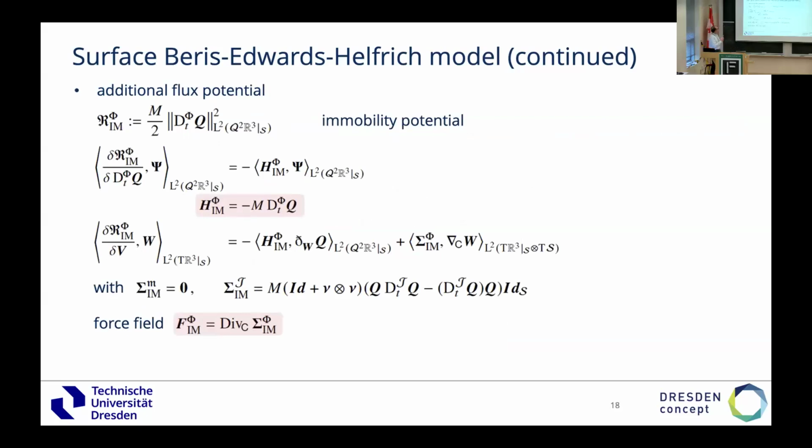Then we need some new dissipation mechanism for our Q tensor field. So that's this immobility potential. And we do need to do the variation with respect to the process variables. That's our time derivative of the Q tensor field and our velocity. And again, gives us some molecular force and this force.